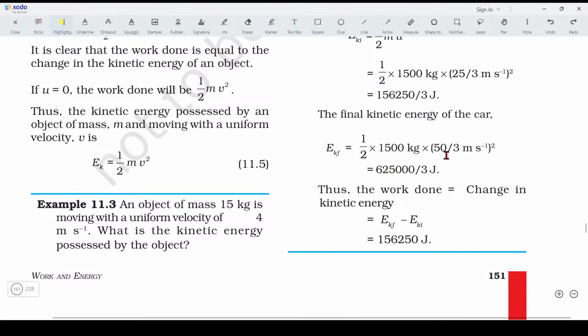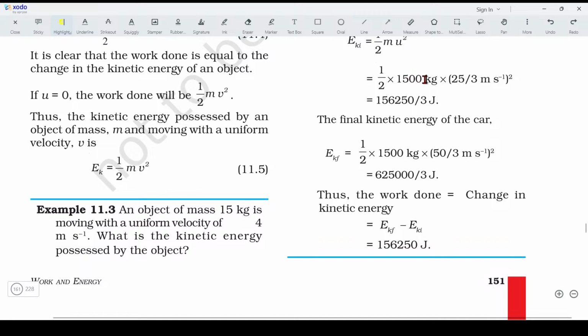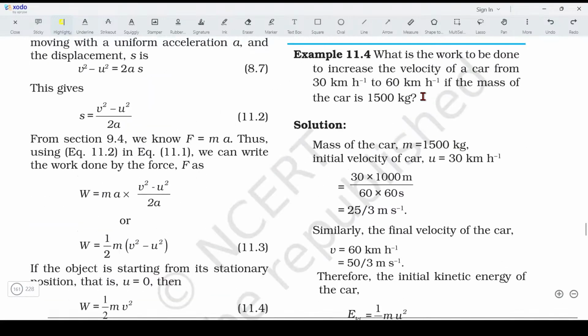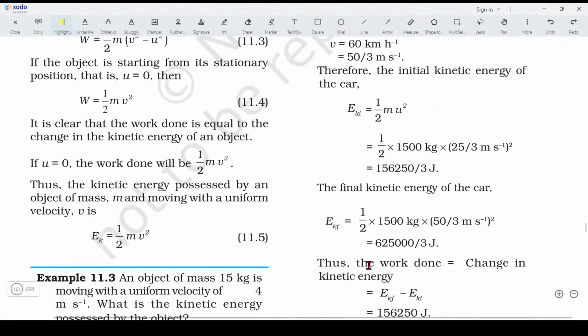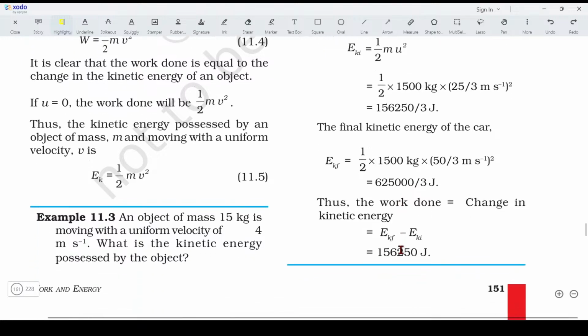Half into mass into v square, and this is half into mass into u square. Initially, it has already got this energy. Now you have supplied some more energy to make it this much. So what is the energy that you supplied? This much, the difference. That is the additional energy that you have given.